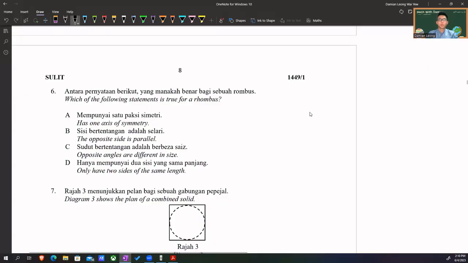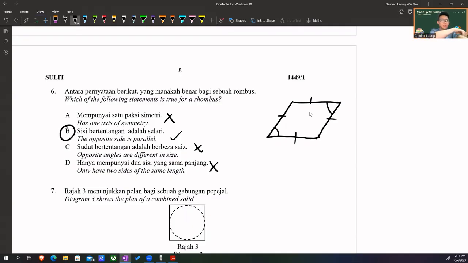Question 6. Which statement is true for a rhombus? Rhombus has one axis of symmetry is wrong. Okay, for shapes, I always recommend students to sketch it up. So all 4 sides are equal. Rhombus, your axis of symmetry, there's 2, the diagonals. Okay, opposite sides are parallel. That is true. Opposite angles are different in size, which is wrong. These 2 are the same. And then only 2 sides have the same length, also wrong. Rhombus, all 4 sides have the same length. So the one that is correct is B.